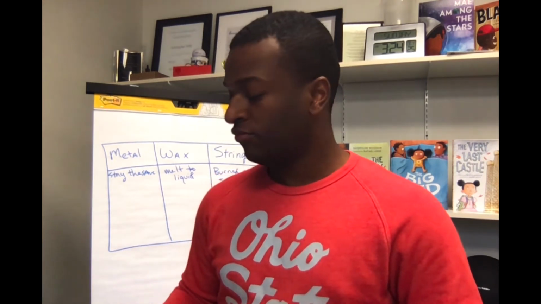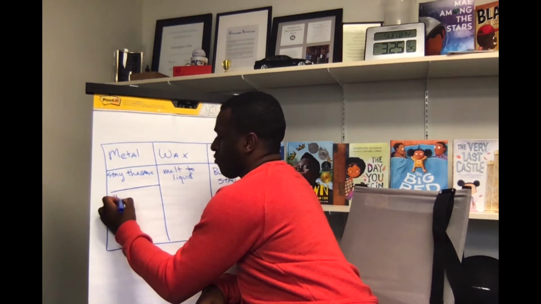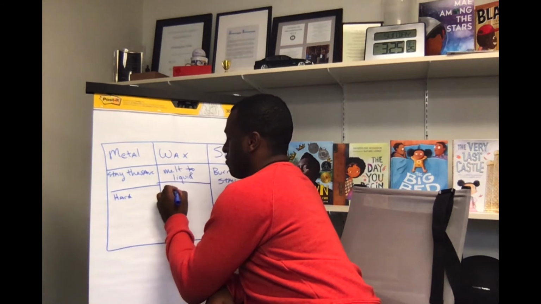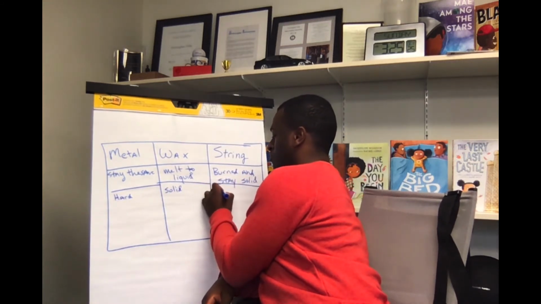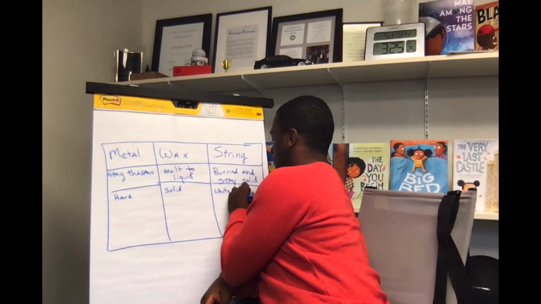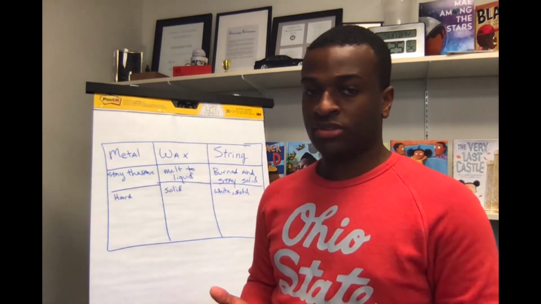So let's think. Before heating, the way that our materials are set up, we have the metal that is hard, the wax is solid, and the string is white and solid, if we have to describe it all. So now let's think what happens to it.